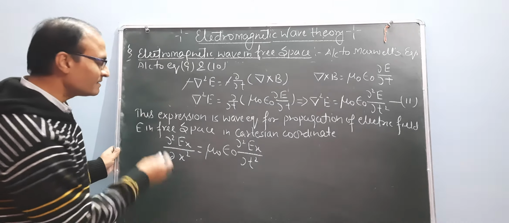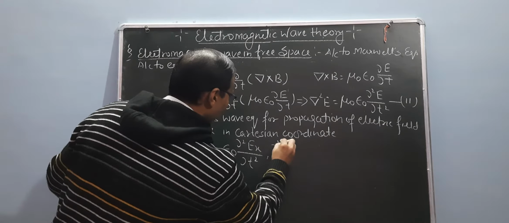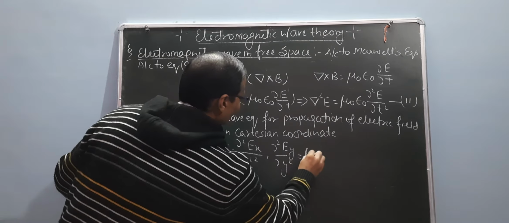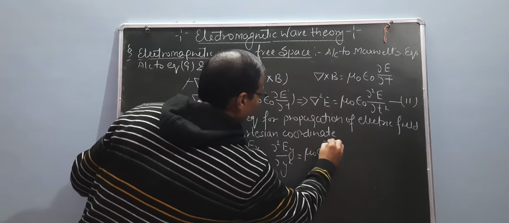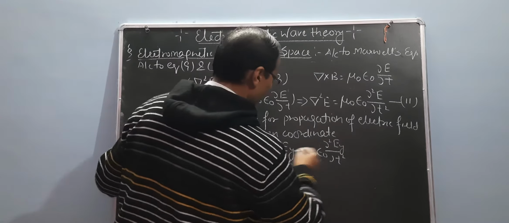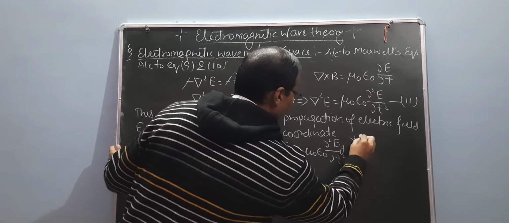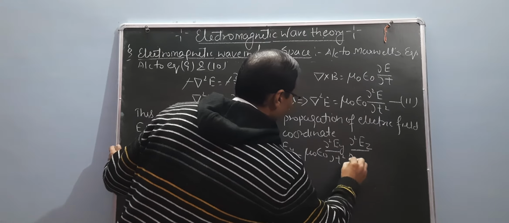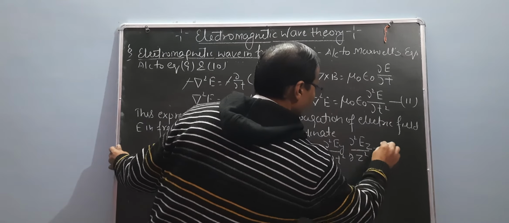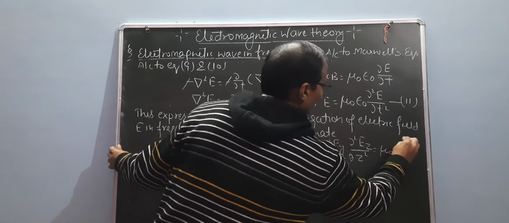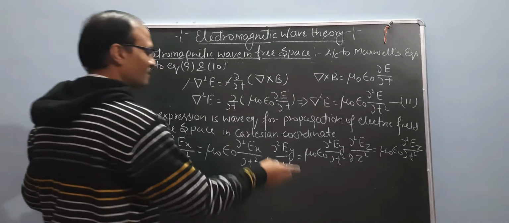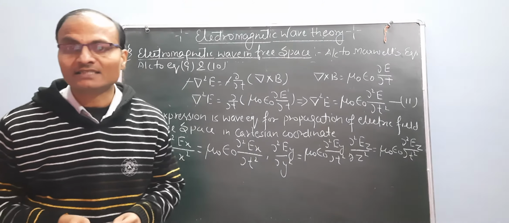This is for the x coordinate, and for the y coordinate, del square Ey upon del y square equals mu naught epsilon naught del square Ey upon del T square. And the third one, the z coordinate, del square Ez upon del z square equals mu naught epsilon naught del square Ez upon del T square. So this equation is converted into the Cartesian coordinate system.